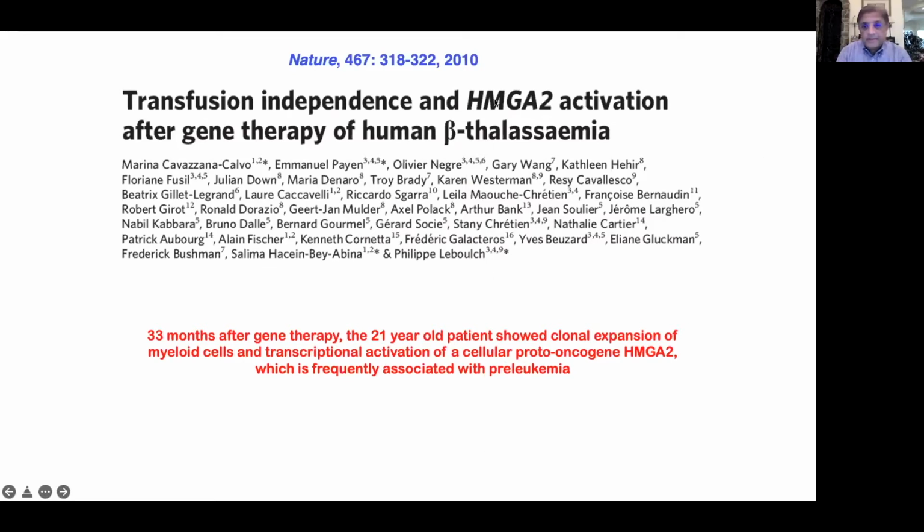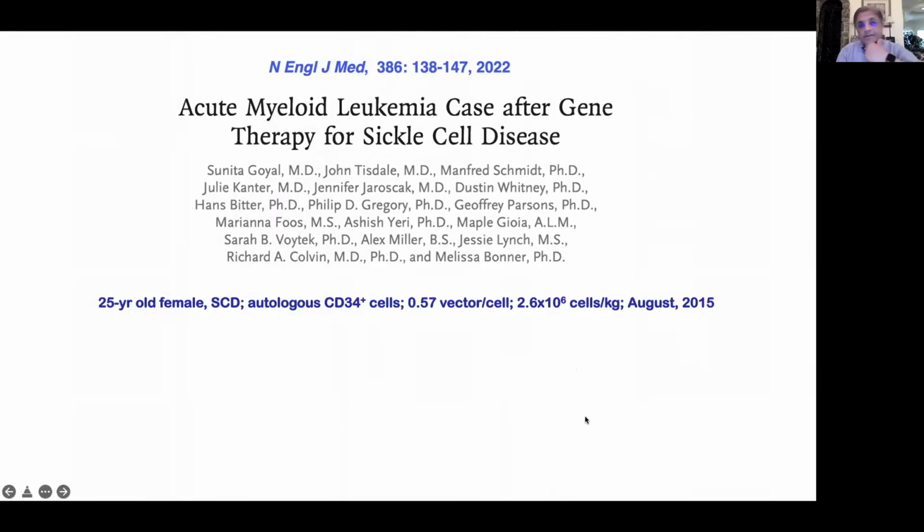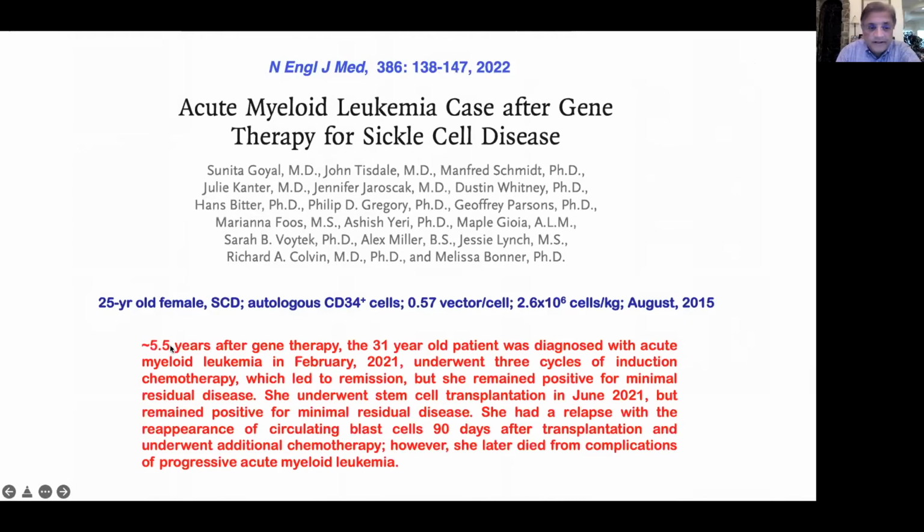But remember, this took at least 10 years before this happened. And just 4 days ago, this paper was published in the January 13th issue of the New England Journal of Medicine. This 25-year-old female patient with sickle cell disease was treated with the same vector. This trial was initiated in August 2015, and nearly 5.5 years later, this 31-year-old patient was diagnosed with acute myeloid leukemia in February of 2021.